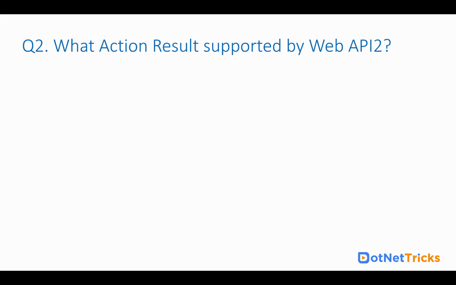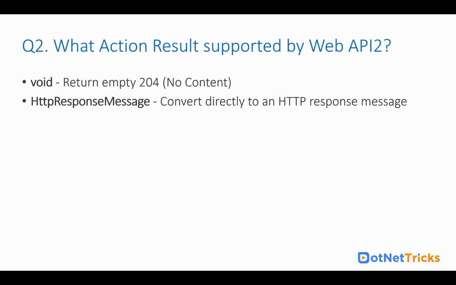Now let's move to the next question: what action results are supported by WebAPI2? WebAPI2 supports void as a return type. When you mention void as the return type for your WebAPI action, it returns an empty response with status code 204, which means no content. It can also return an HTTP response message.